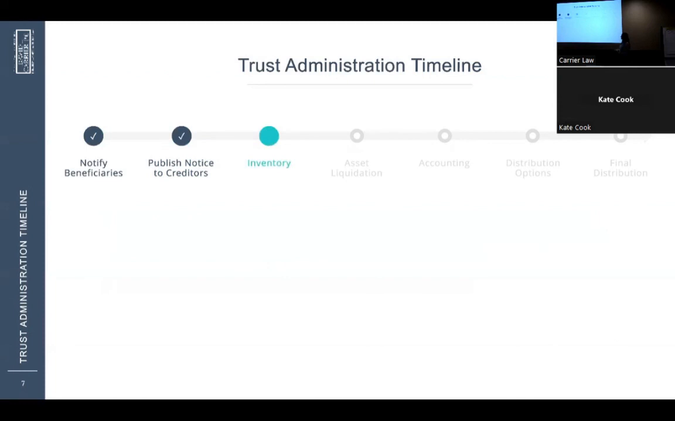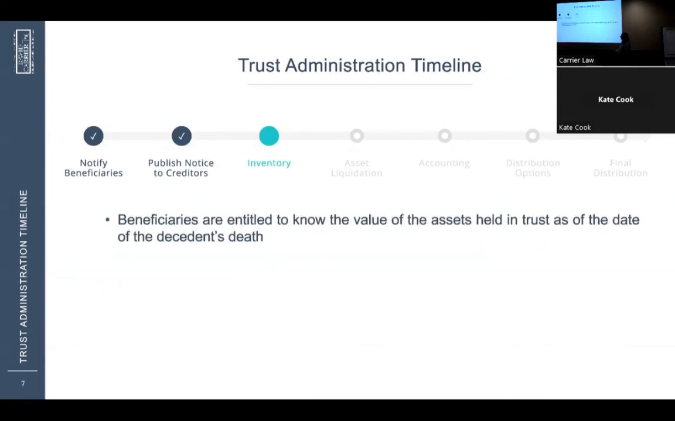The next step in the trust administration process is preparing what's called an inventory. And what the trustee does during this step is they make a list of all of the different assets that are in the trust at the time of your loved one's passing. So again, this includes any real property. This includes bank accounts. This includes investment accounts, stocks, bonds, anything you can think of, anything that has a title and can be put into a trust. We're making a list of those items, and we're also determining what the value of each of those items was as of the date of your loved one's passing.